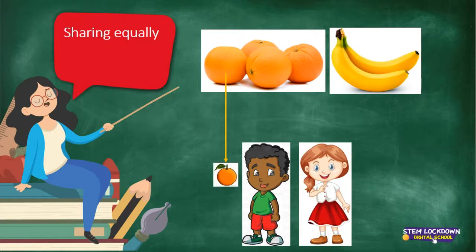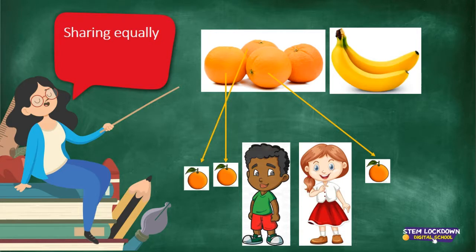Right, so we're going to start with the orange. So one orange for the boy, one orange for the girl. Good. One orange for the boy, one orange for the girl. Now, let's have a look and see. Do we have four oranges right at the top next to the banana? Yes, we do.